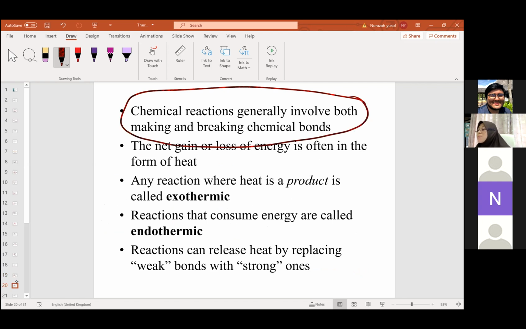Chemical reactions involve both making and breaking chemical bonds, and making and breaking chemical bonds will result in an energy difference. It might gain or lose energy; it might release, it might absorb. This one you are very familiar with: when heat is produced, it is exothermic. When energy or heat is absorbed, it is endothermic.